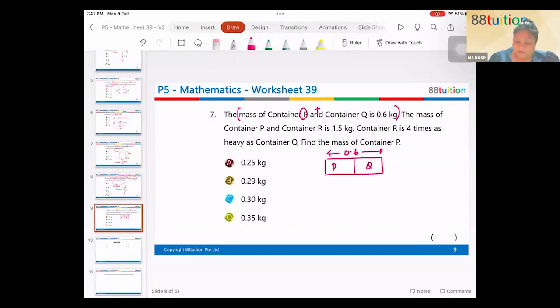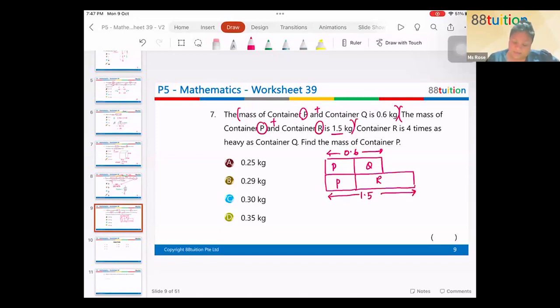Then we have the mass of P and R to be 1.5. So 1.5 is longer or shorter than 0.6? Longer or shorter? P and R is 1.5. This is your 1.5 kg.